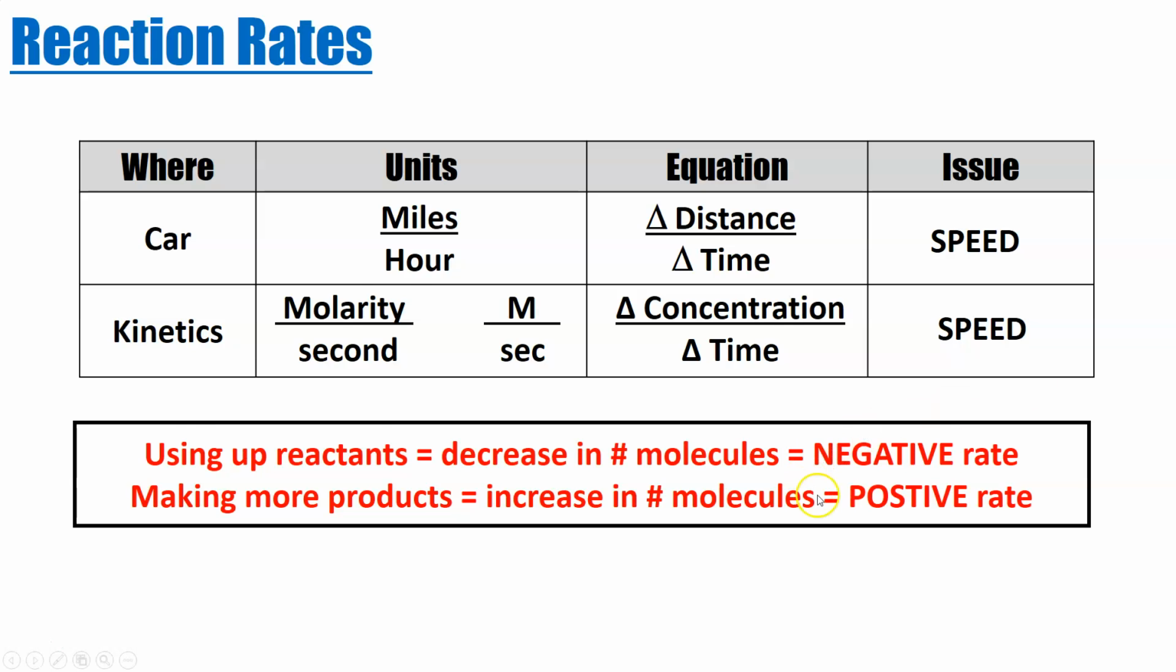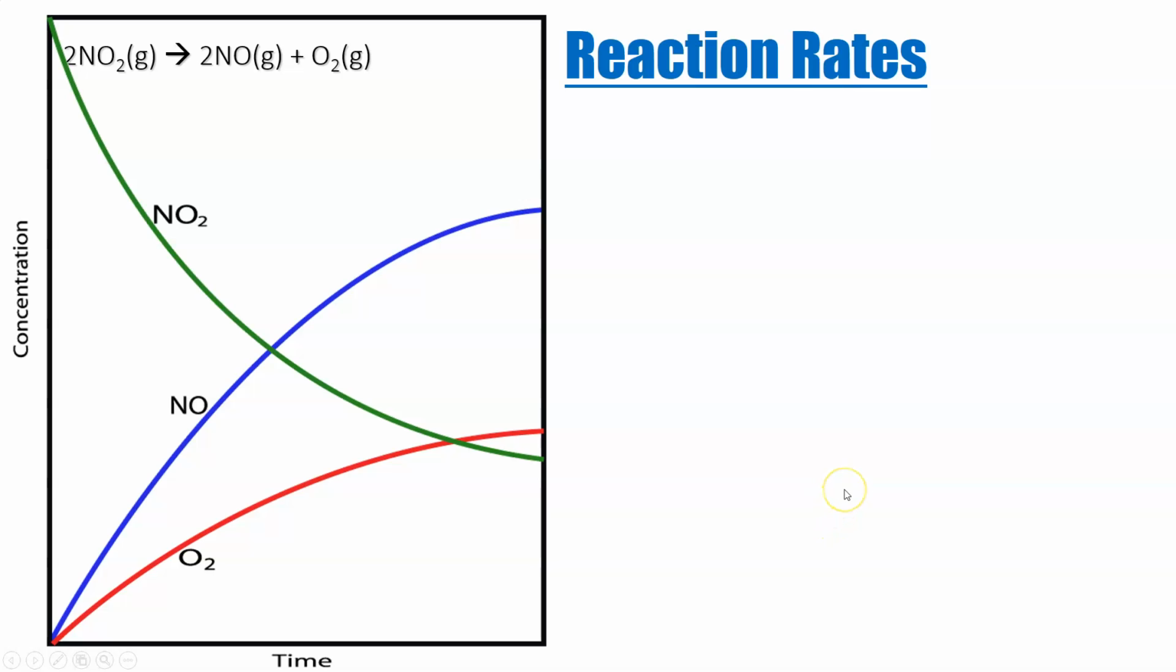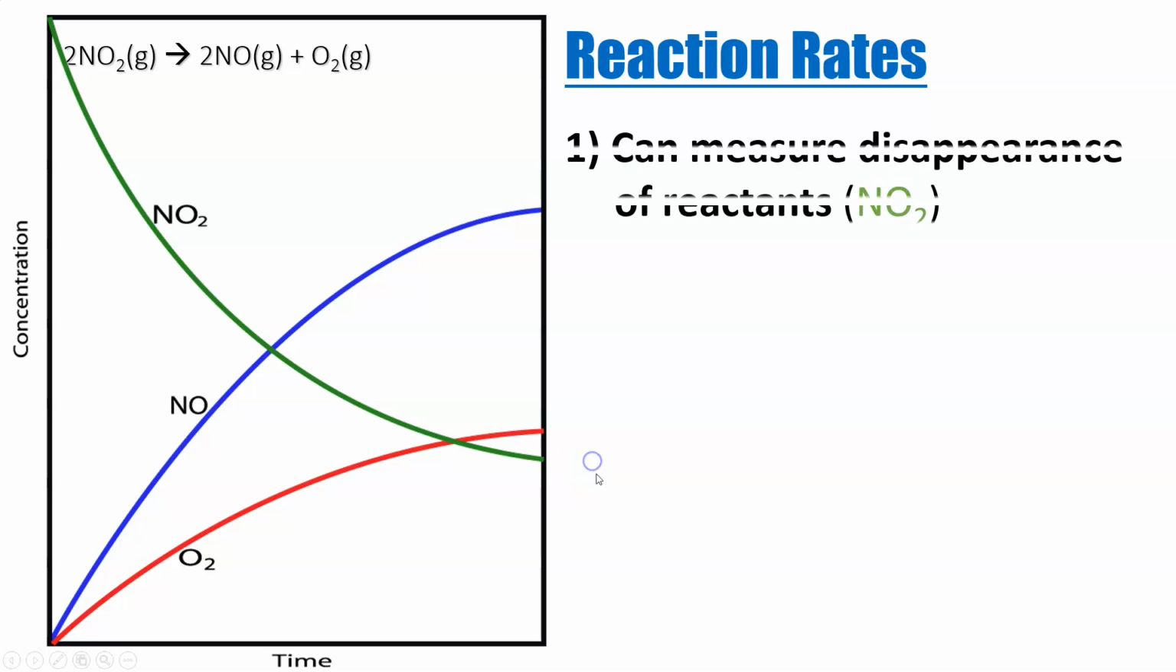Let's look at this on a graph. So we have the equation up here at the top. We have a line for each of the chemicals involved. One of them is a reactant, two of them are products. You should instantly notice something about those slopes. There's a pretty big difference. Well, the NO2 slope is negative, right? It's decreasing. Because that was a reactant, we're using it up, you can see that we have this negative slope.